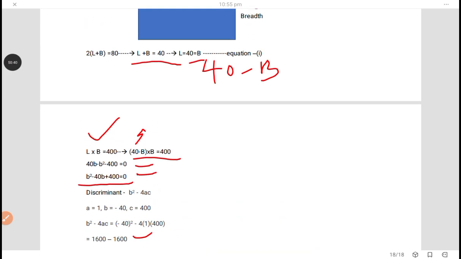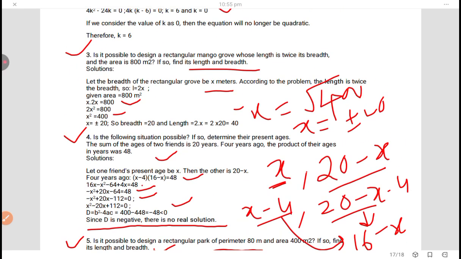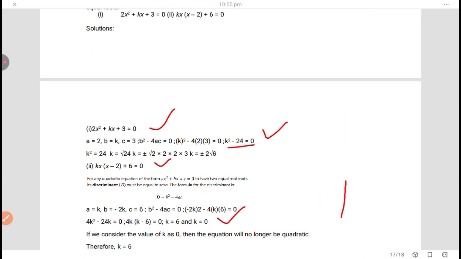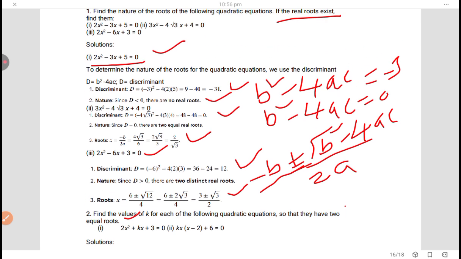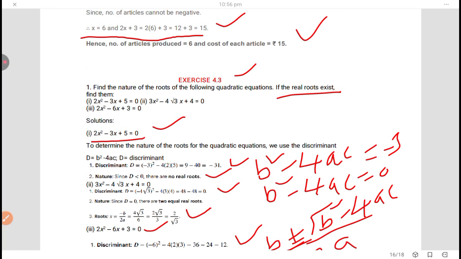So let us hope that you understand the quadratic equation, and we have done all the solved examples, and we have found out the nature of the roots, then the roots of the equation, and we have solved the exercise problems also.